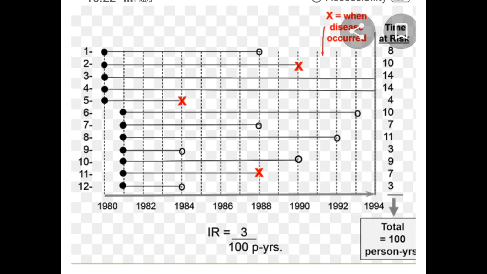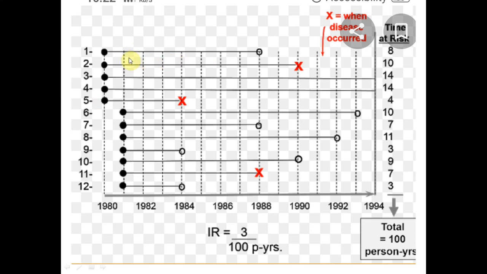You don't get confused, this is cumulative. So let's take an example where 12 people are being followed up for 14 years, starting from 1980 to 1994. So the first person entered the study at year 1, and he was followed up for 8 years, but after that he might have left the study. Okay, so he was under risk. They all were a population at risk to develop a particular disease, all having a habit of smoking, with the expected outcome of lung cancer.